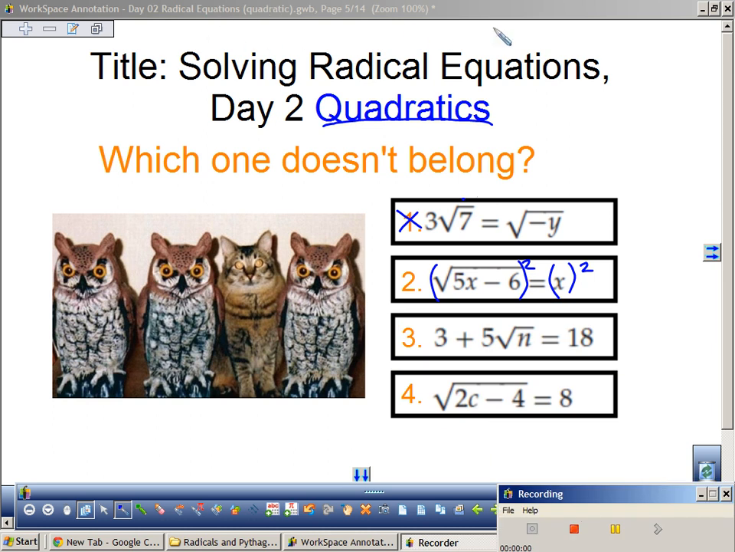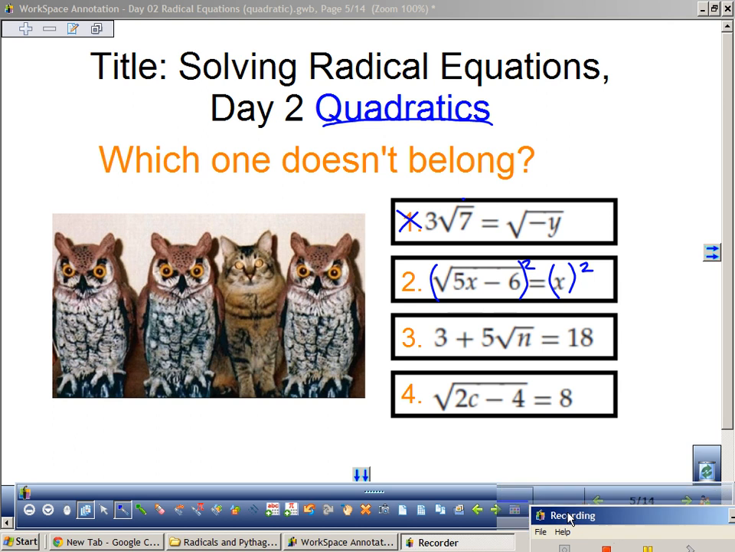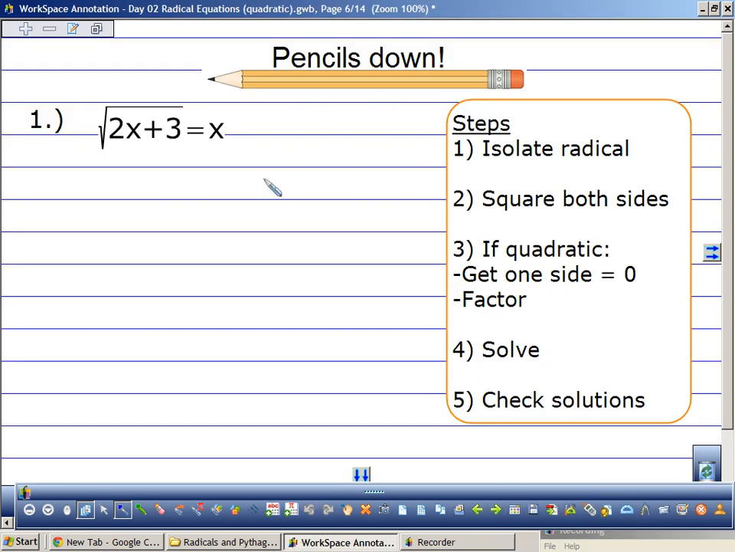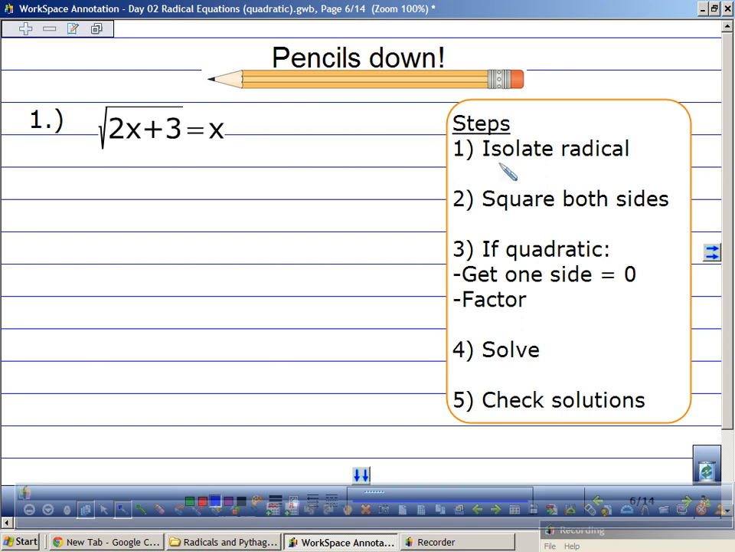Okay, so today we're solving radical equations with quadratics. Pencils down. Let me do one for you. Okay, so just like yesterday, we have the same steps. We just have to add a couple in here. Jesse, turn around, please. Isolate the radical.